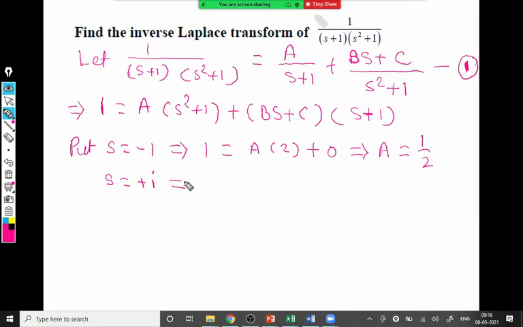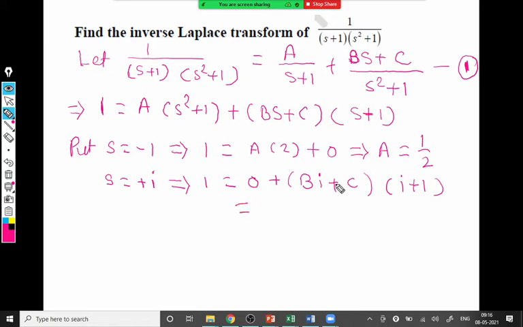If you replace s by iota, you will observe 1 equal to. What about the first term? If you replace s by iota, i square is minus 1, minus 1 plus 1, 0. Plus, here is (Bi plus C) into (i plus 1). Any problem up to here? We replaced s by iota.